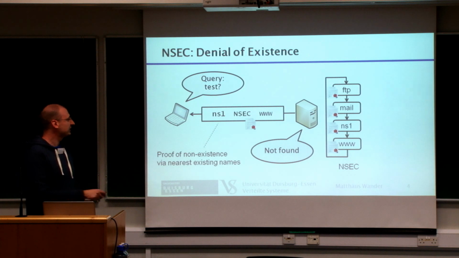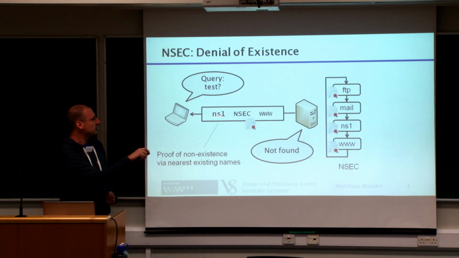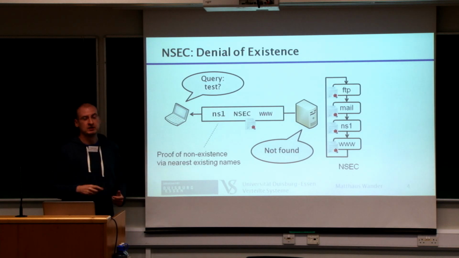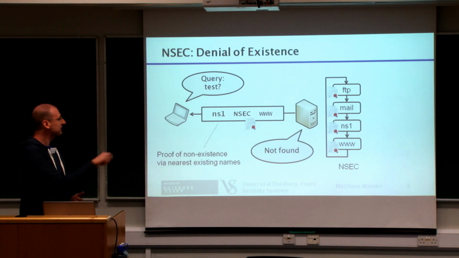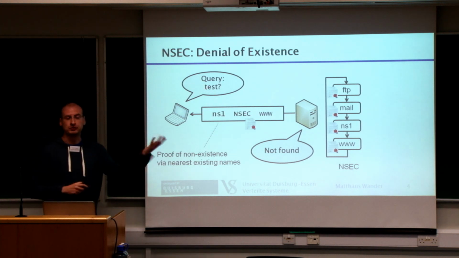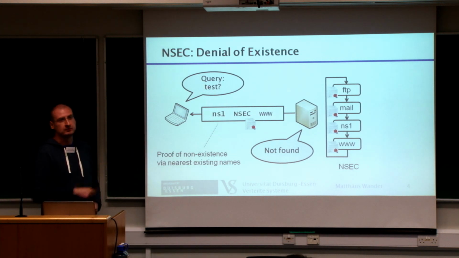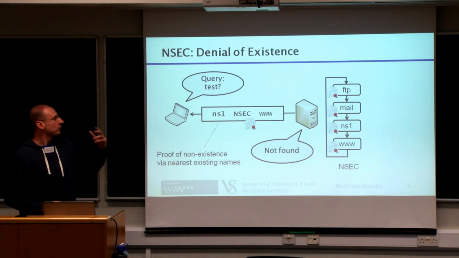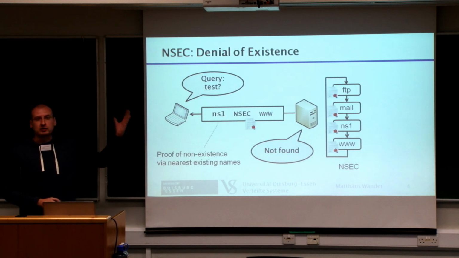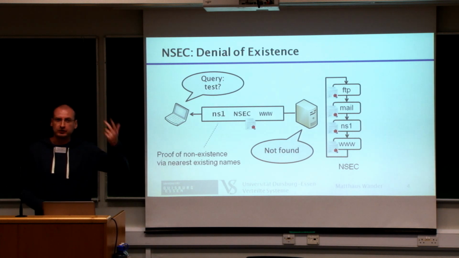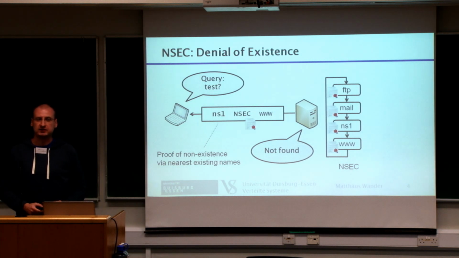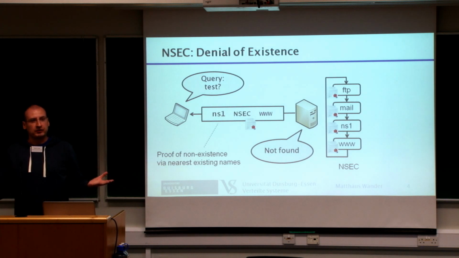You get a response where it says, there is an existing name NS1, there is an existing name www, but in between those, in alphabetical order, there is no name. So your test name here does not exist. This is a proof for it. And it's signed, so you can verify it actually. So what you can do with this is get a copy of the whole DNS zone, the whole database. You just ask repeatedly for non-existing names, and you get one existing name after another. So you get a copy of the database.